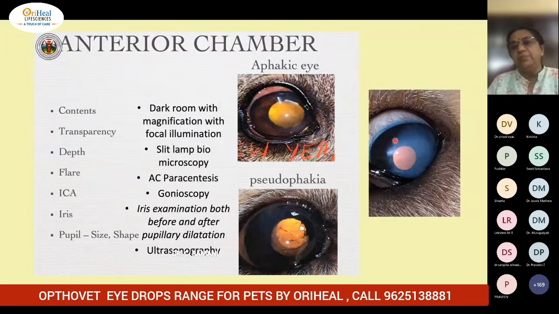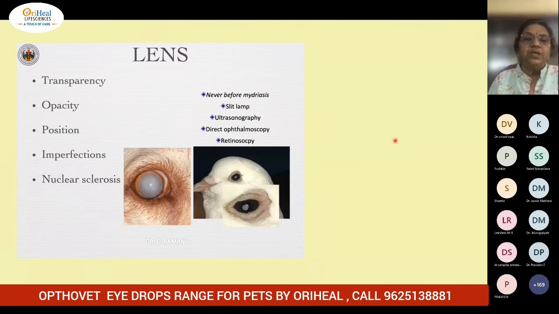All these pictures say that the anterior chamber is fine. Now comes the lens. Once you dilate the eye, you will be able to look into the eye lens. And the lens, of course, you should look for its transparency, opacity, and the position of the lens, whether the lens is in its position or whether it is displaced anteriorly or posteriorly.